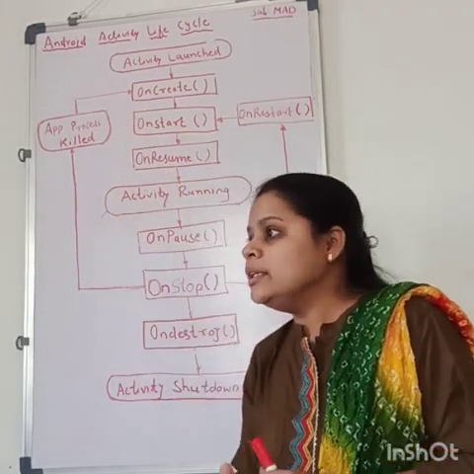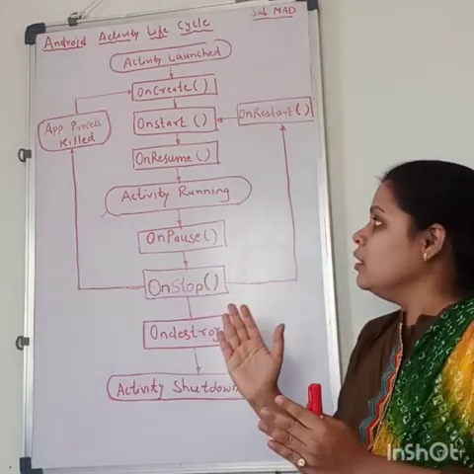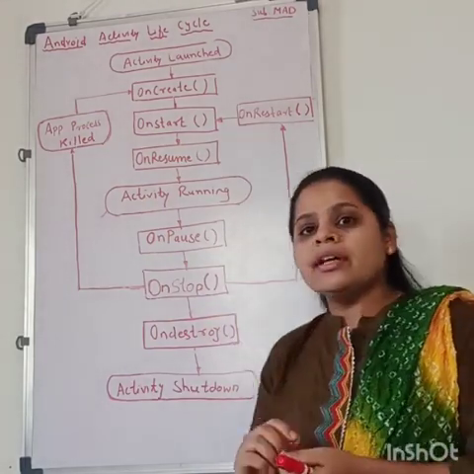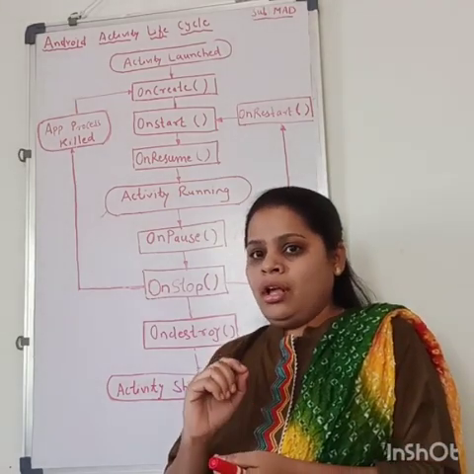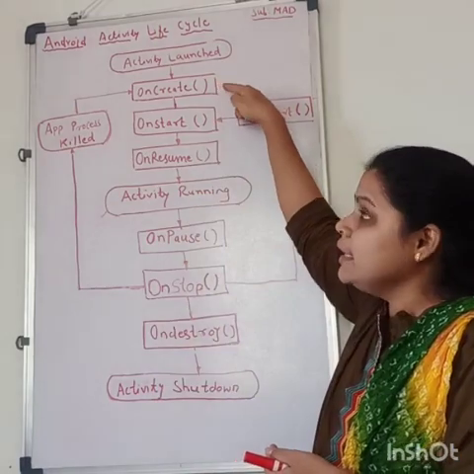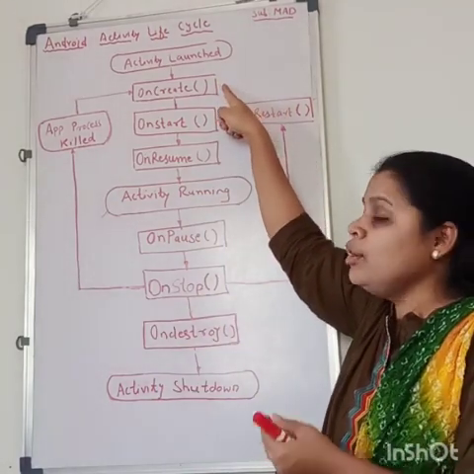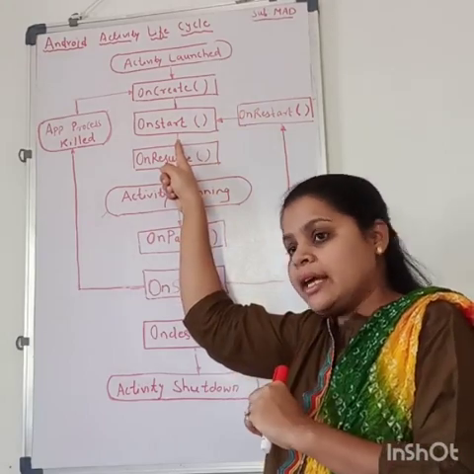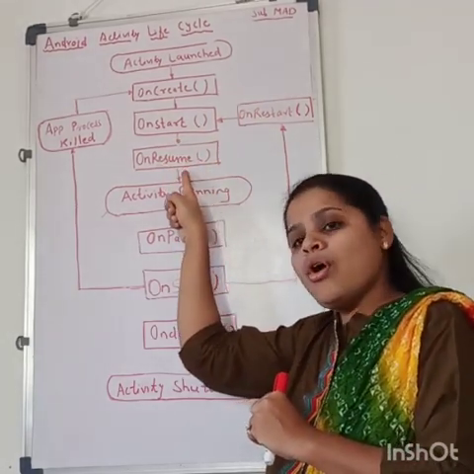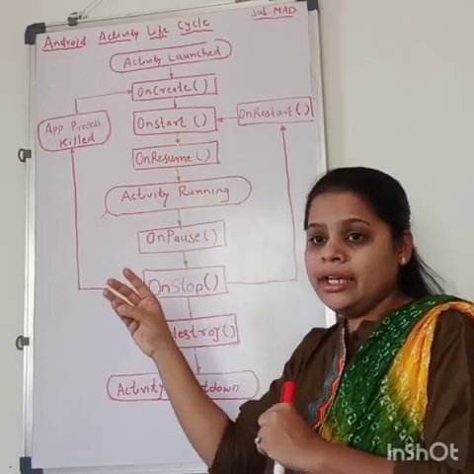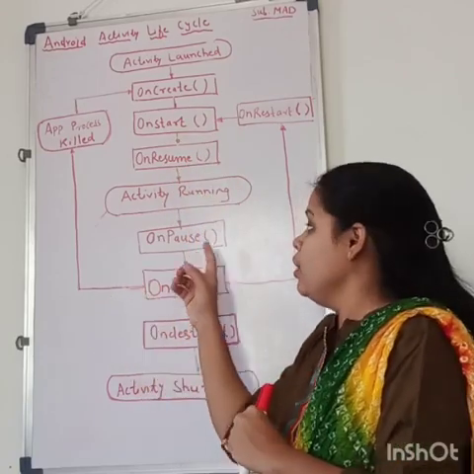Okay, so in this summarization, I will again explain this to you in short. Whenever an app or an activity is launched, the onCreate method is called to create the activity. onCreate will call onStart to start the activity, and onStart will call onResume. So these three methods are called in series: onCreate, onStart, and onResume.